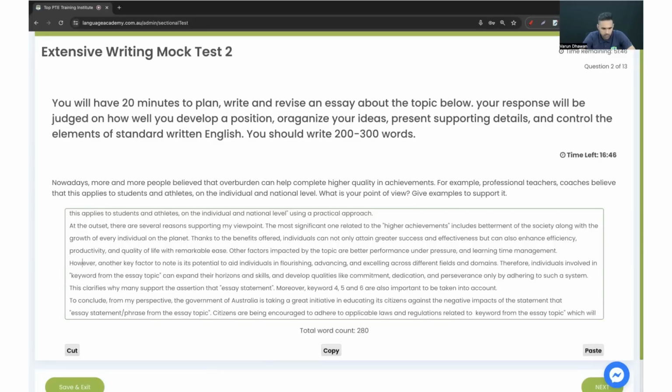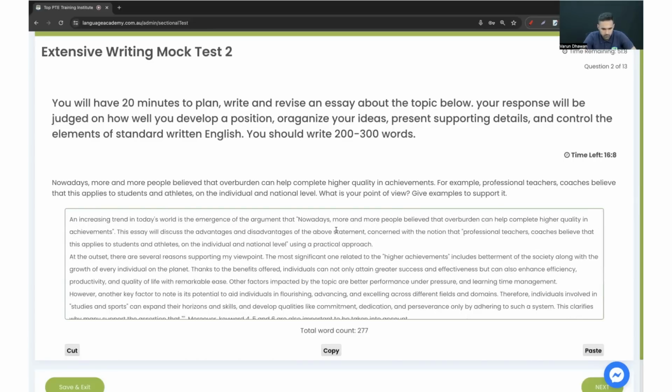However, another key factor to note is its potential. This is this keyword from the essay topic. Involved in, what we can write. You can write involved in sports, studies and sports. You can write, because that's related with students and athletes. You can write students and athletes as well, but studies and sports is fine as well. Now over here we have to write the essay statement again, but if we write the whole thing again, it will exceed the word limit. So I'll just write this thing.